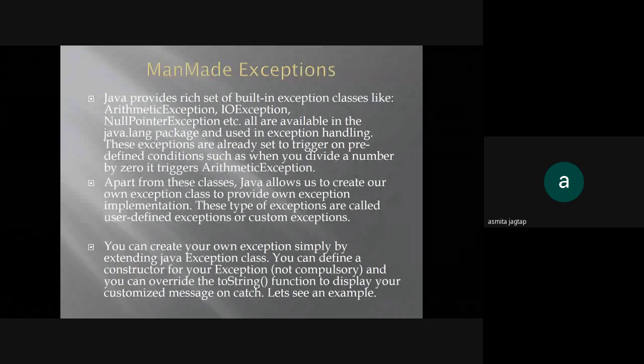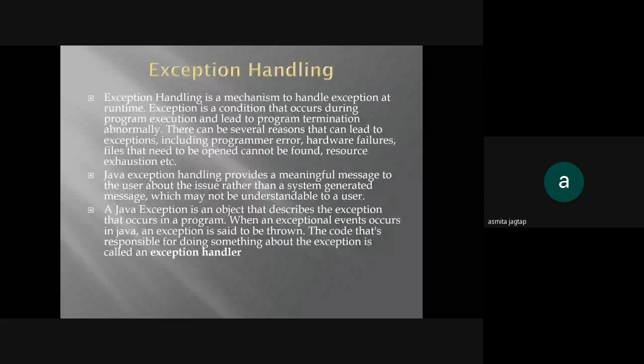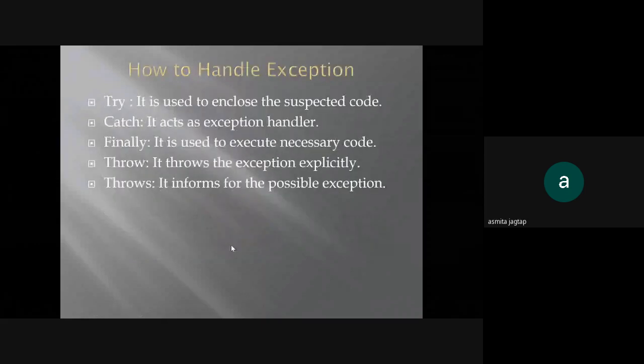So to avoid such exceptions or errors in the program, Java has its inbuilt exception handling mechanism, and we can handle null pointer exceptions and arithmetic exceptions on our own with the help of try and catch. So these exceptions are handled by an exception handler. The exception handler does this task for us. We handle the exception with try, catch, finally, throw and throws.